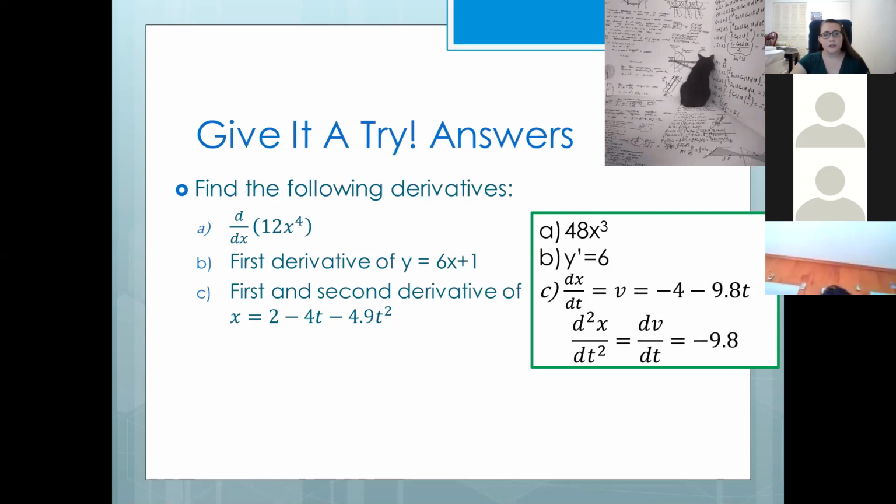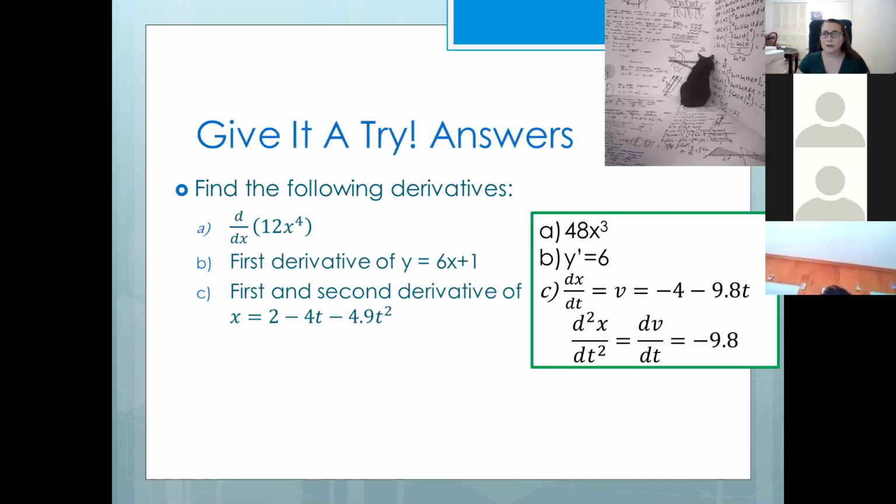The 2 out in front is a constant, it'll go away. So we're left with the derivative of negative 4t, which is negative 4. And then that last chunk, minus 4.9t squared. That squared comes down, multiplies by 4.9. So 2 times 4.9, t to the 1, which gives us our velocity of negative 4 minus 9.8t.